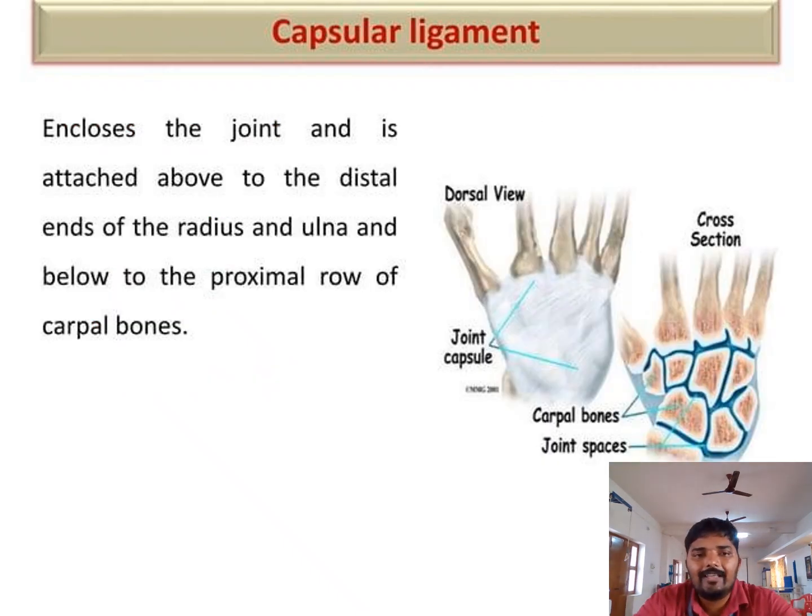Then the capsular ligament encloses the joint and is attached above to the distal end of radius and ulna and below to the proximal row of the carpal bone.